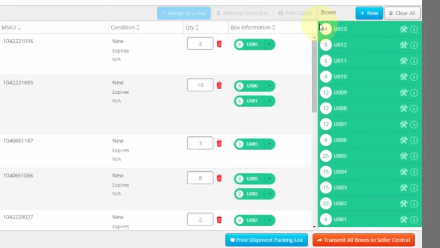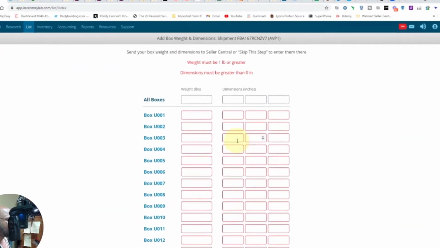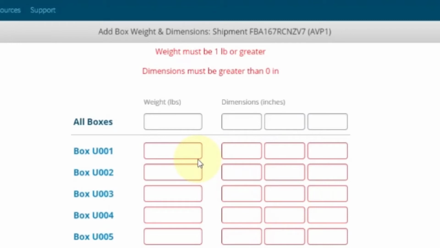So here's what you got to do. At this point, you're going to have to transmit your boxes. This is where you tell Amazon the weights and the dimensions of each box. And what you'll notice is I wrote down all of mine. That way I'm not running back and forth with that. So watch what we do here. We're going to say transmit boxes. And now you're going to see everything that needs to be filled out.